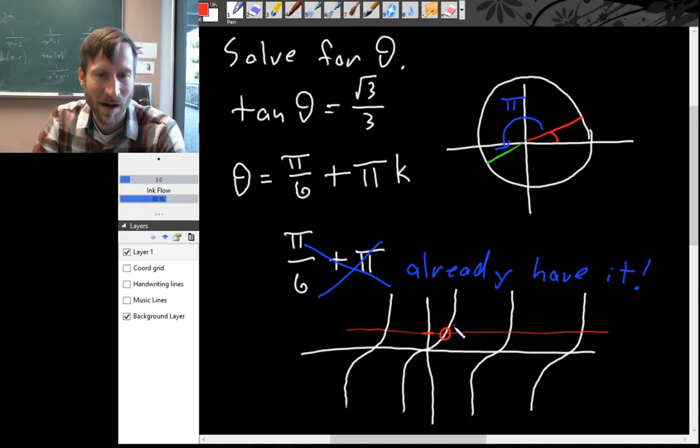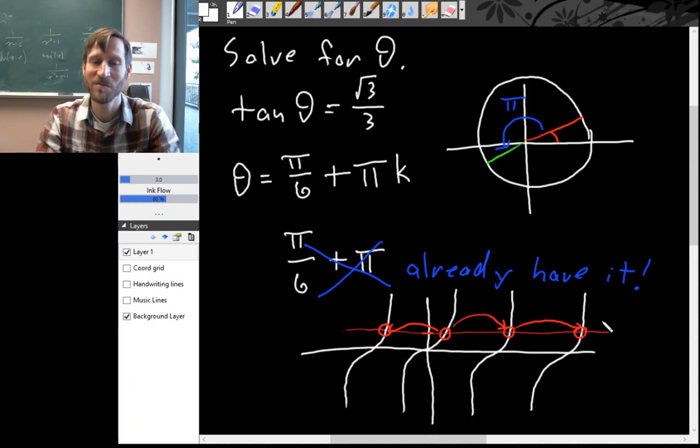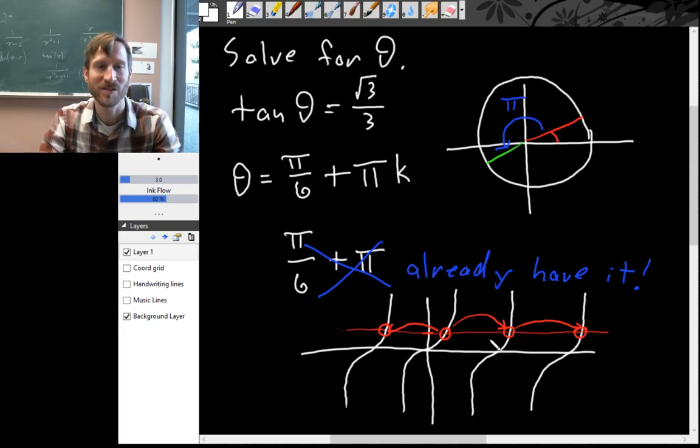And then when you add pi, well, since pi is the period of tangent, you get the corresponding point on the next cycle of tangent. And by adding 2 pi, you get the corresponding point on the cycle after that. By subtracting pi, you get the corresponding point on the cycle before. And you can see there aren't any solutions that we've missed. We've already taken care of every intersection point of the graph of tangent with this horizontal line at height root 3 over 3. So there aren't any other solutions. There aren't any symmetric solutions for tangent.